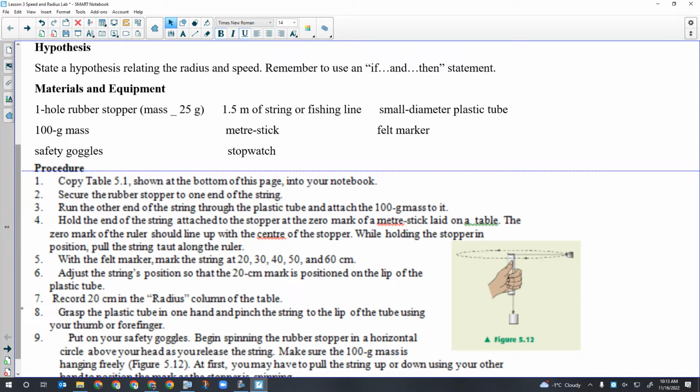Now, this is the trick. Where is it smart to mark it? Here, where you'd actually measure it to, or here? Okay, so measure that to be your 20 centimeters, and then mark where the bottom of the tube is, because that's easier to see when you're whirling this thing around and around. If I'm whirling this thing around in a circle and I've got my mark right here, it's much easier for me to watch that and not get the rubber stopper in the head.